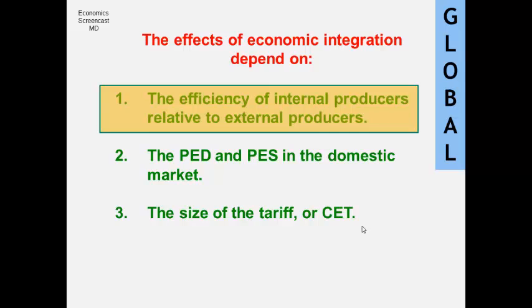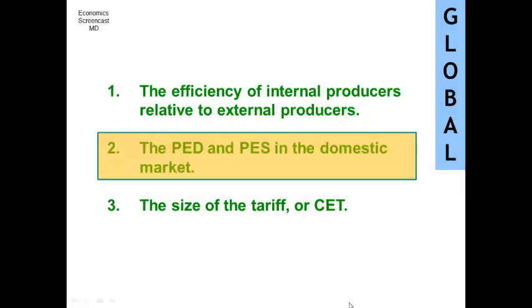When Croatia joined the EU, the effects of the high level of economic integration would be dependent on the relative efficiency of Croatian producers in comparison to producers both within the EU but also external to the EU. Also, it would depend on the PED and PES in domestic markets. And we're going to show a market, but clearly the concept will be valid for all markets in Croatia.